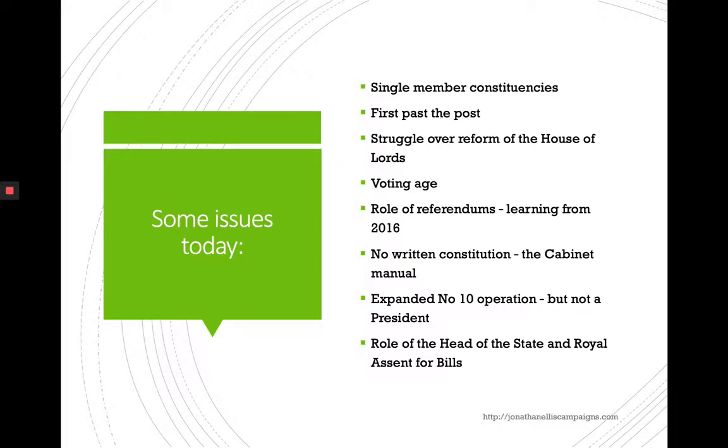There's still a continued conversation and debate around the voting age, and we saw that in the European referendum. Is 18 right? Should it be 16? When people are leaving school, they're paying taxes, should they not have the right to vote?